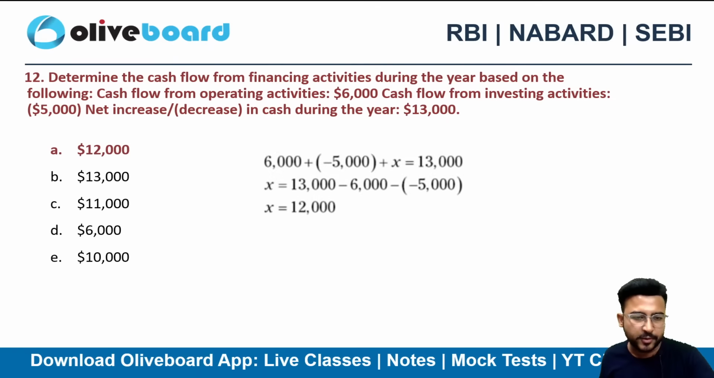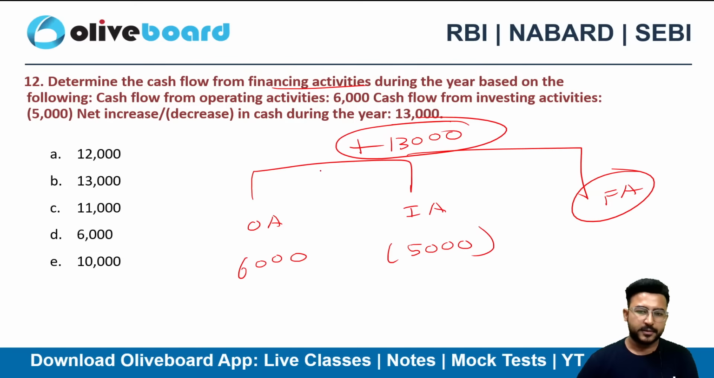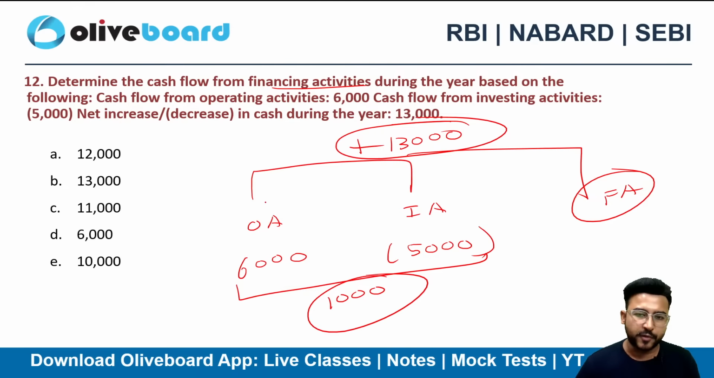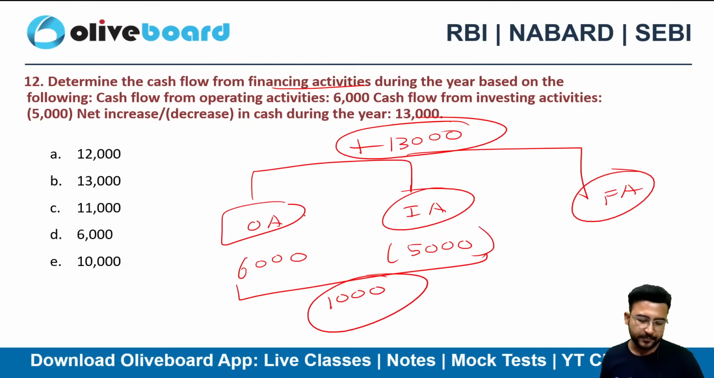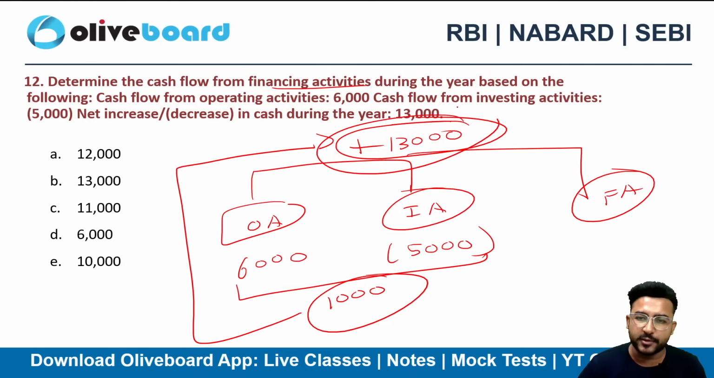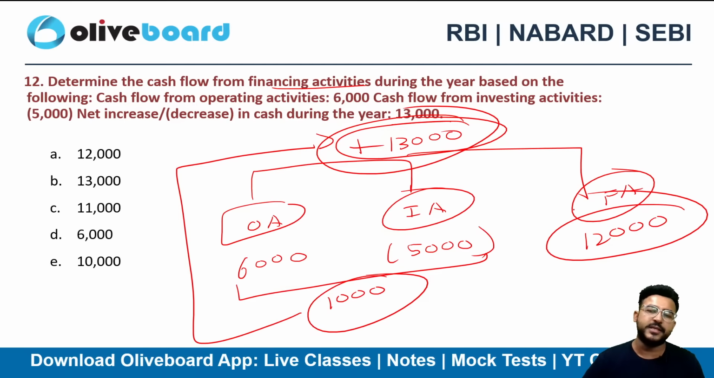The correct choice here will be, guys, 12,000. How? The net difference here is 1,000 positive because of operating activity and investing activity. Even after this, there is a total increase of 13,000 rupees. So can I say the total increase of 13,000 is due to the financing activity of 12,000?